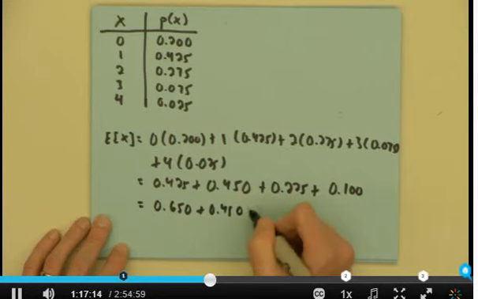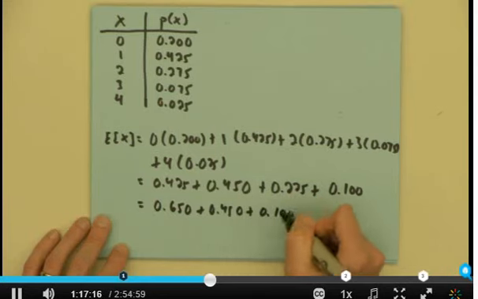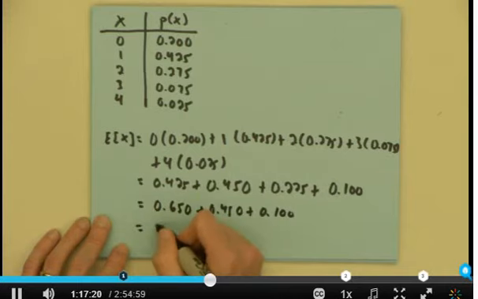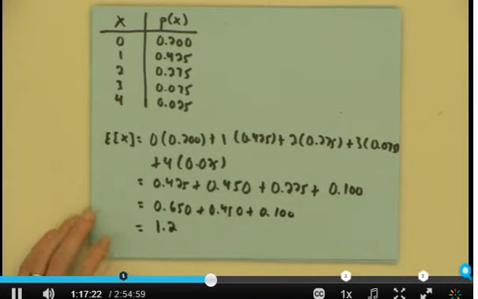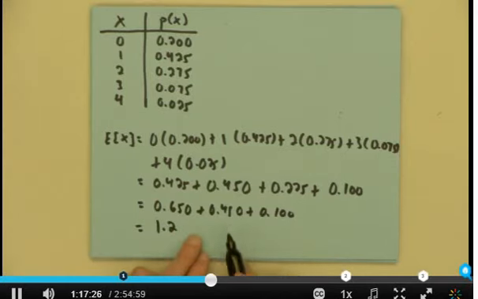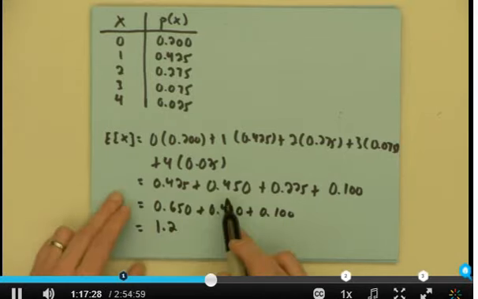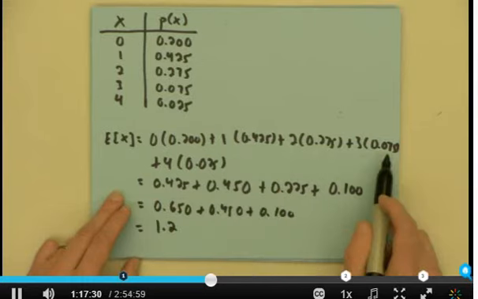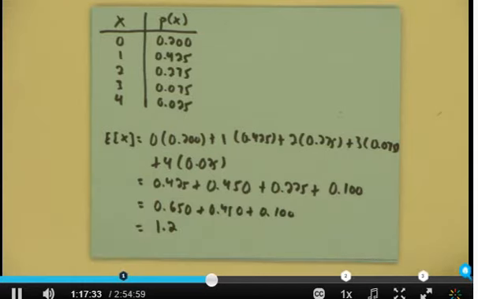450 plus 0.1. I think I get 1.2. Oh, I did something wrong here. Alright, let me multiply it out again. Double check.